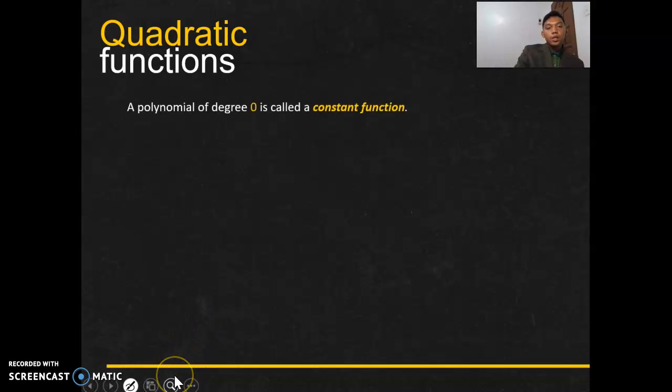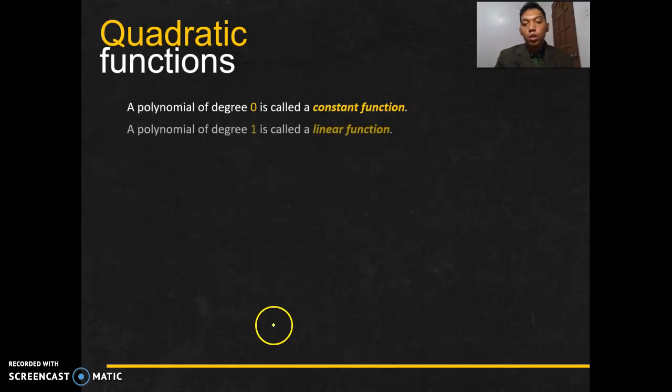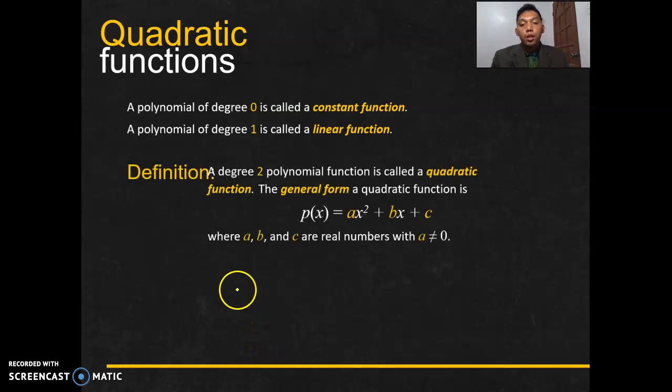A polynomial of degree 0 is called a constant function, and a polynomial function of degree 1 is called a linear function. A degree 2 polynomial function is called a quadratic function that has a general form of p of x equal to ax squared plus bx plus c, or usually p of x, f of x, it's the same, doesn't matter. Where a, b, and c are real numbers, and a must not be equal to 0. So p of x or f of x depends on the usage, on what function is being represented.